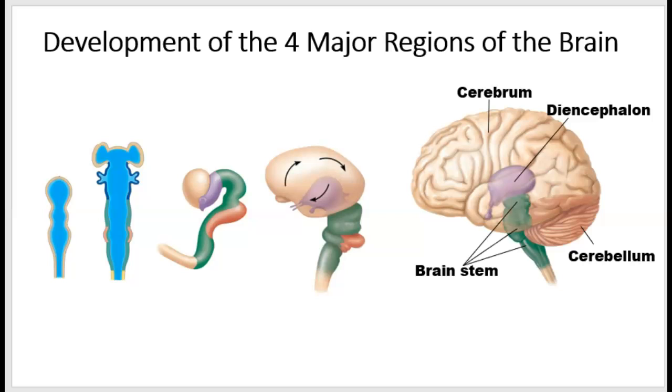As the brain develops and continues to grow in the fetus, the neural tube folds and forms outpocketings or swellings that give rise to the four main regions of the brain that are present at birth as well as in an adult. These four regions are the cerebrum, the diencephalon, the brainstem, and the cerebellum.